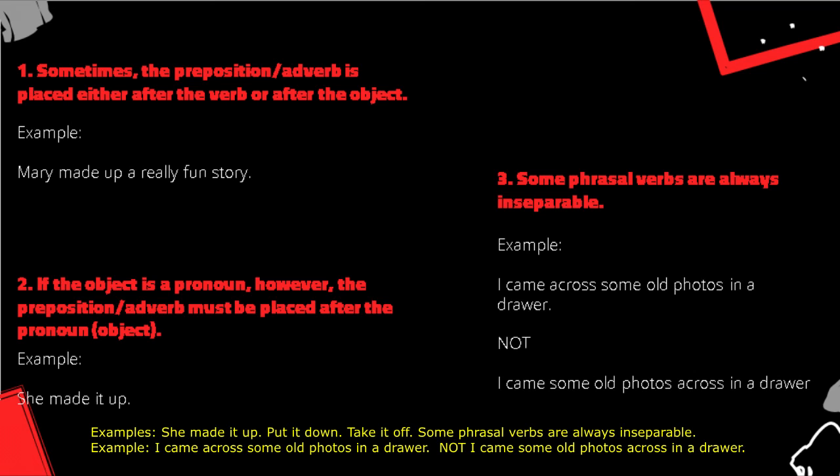Some phrasal verbs are always inseparable. Example: I came across some old photos in a drawer. Not: I came some old photos across in a drawer.